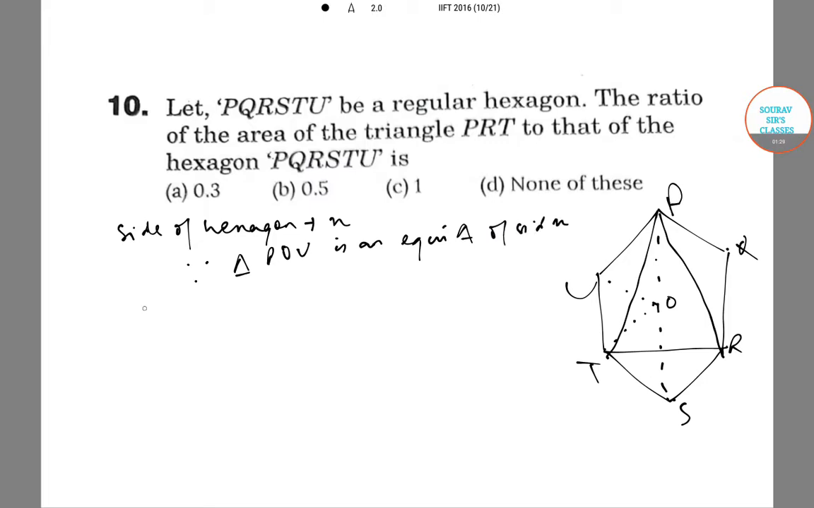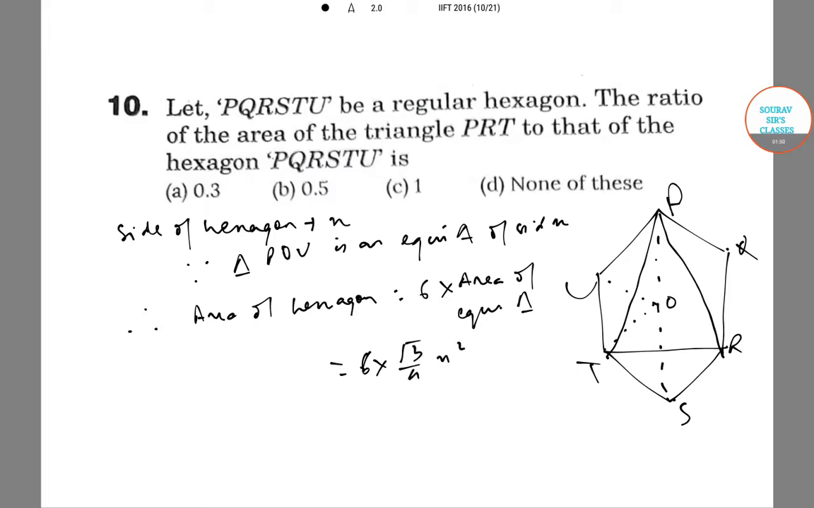of side X. Therefore, area of hexagon is equal to 6 into area of equilateral triangle. So that is 6 into root 3 by 4 x squared is equal to 3 root 3 by 2 x squared. Now let this point be M, that is where UO and PE intersect.